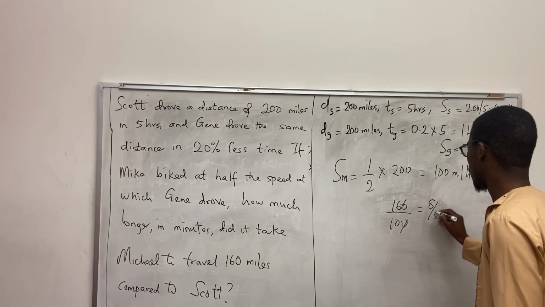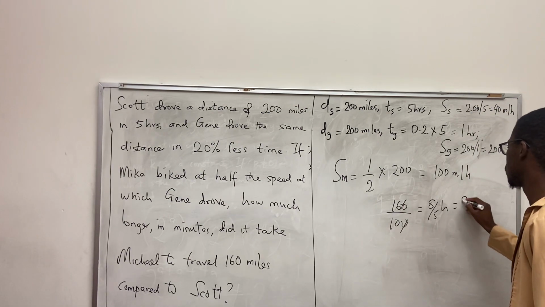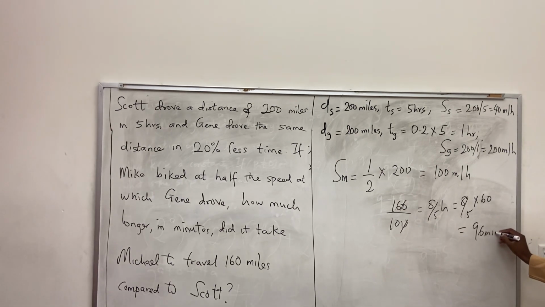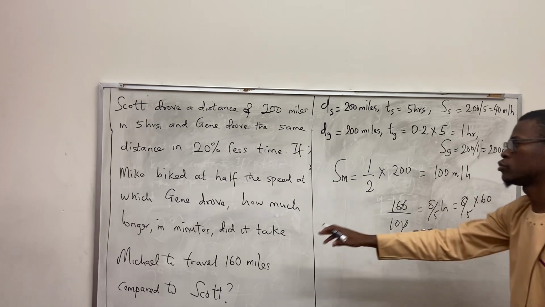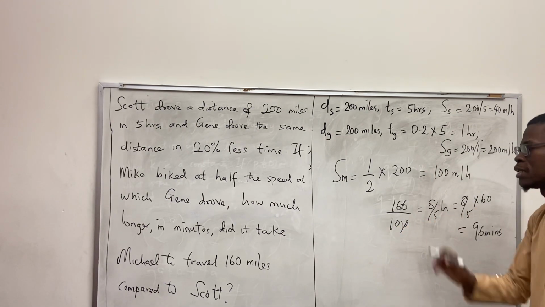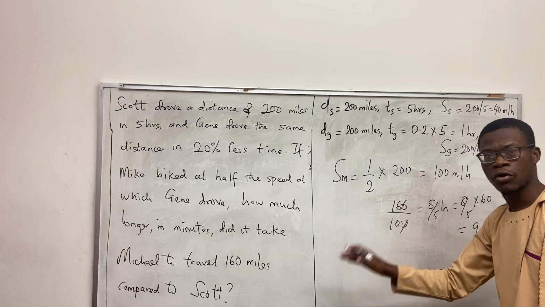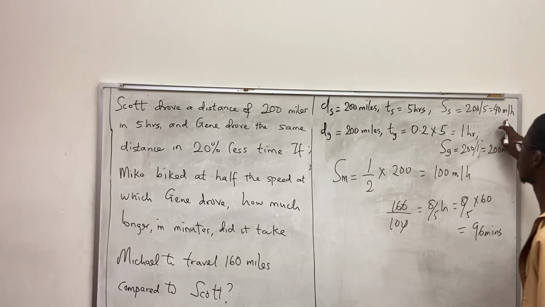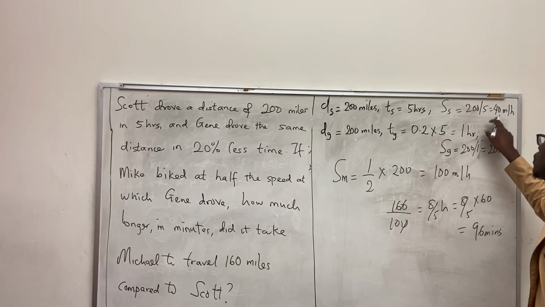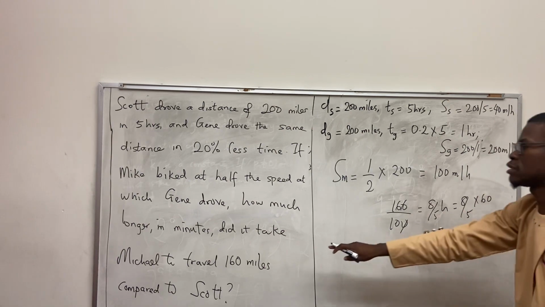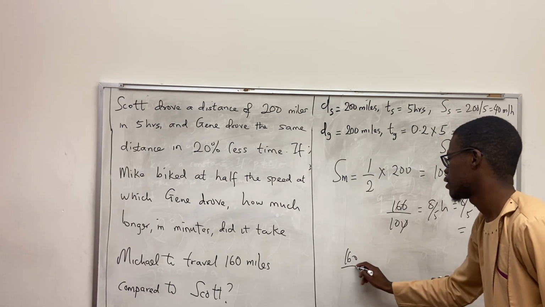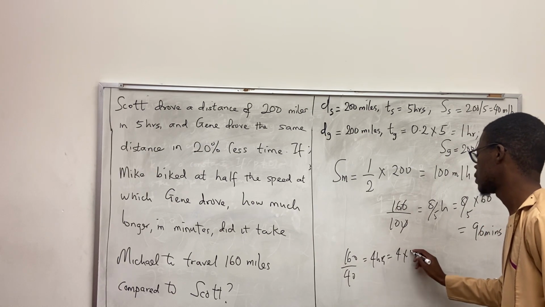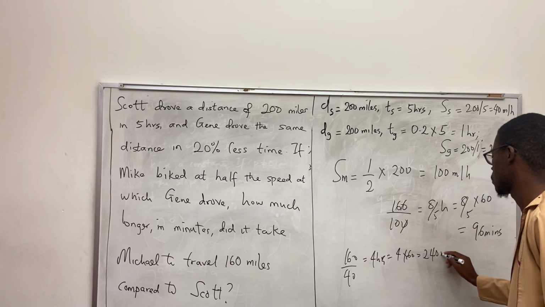That is 8/5 hours. So let's convert this to minutes. 8/5 times 60, which is 96 minutes. So this is the time it will take Michael to drive 160 miles. All right. How many hours will it take Scott to drive 160 miles? What is the speed for Scott? The speed for Scott is 40 miles per hour, right? So if he drives 40 miles in an hour, he will drive 160 miles in 160 divided by 40, which is what? 4 hours. 4 hours is what? 4 times 60, which is 240 minutes.